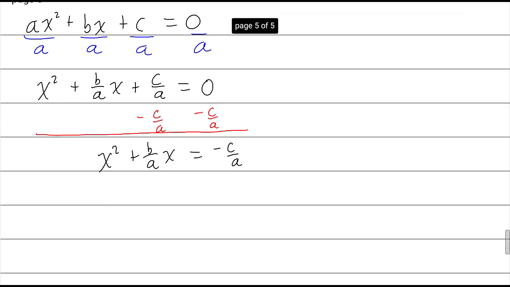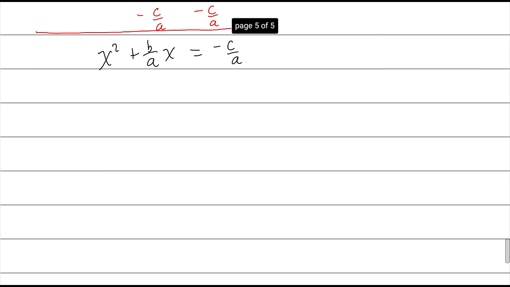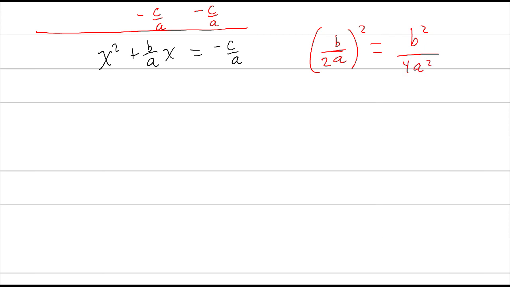So this equation's good. Now I do the completing the square trick where I take this middle b over a, divide it by 2. That's just sticking a 2 in the denominator. That's how you divide a fraction by 2. You just multiply the denominator by 2. And then square it. So that's b squared over 4a squared. Add that to both sides.